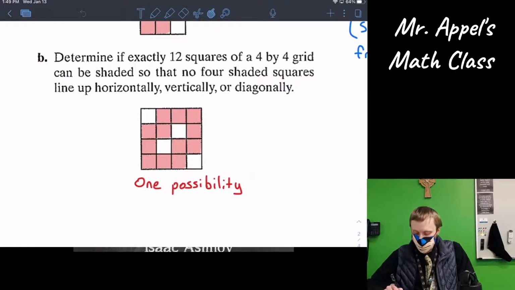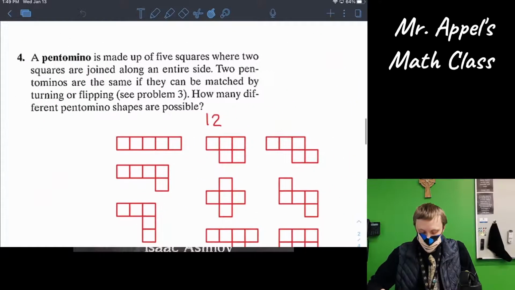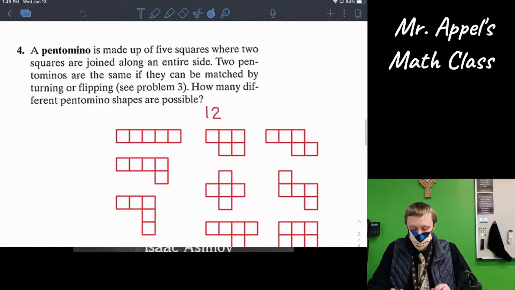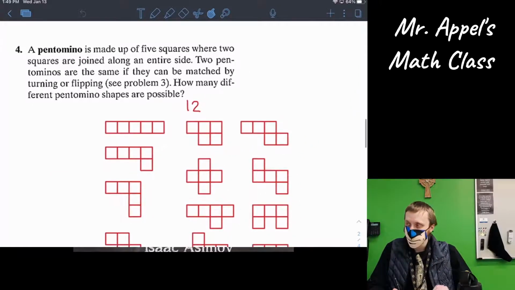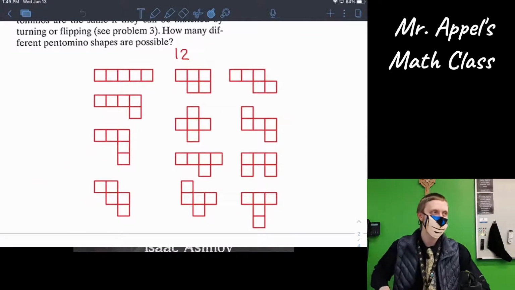No, let's go on to the level 2 problems. We went on to the pentominos. Tetrominos were great. Pentominos could be even better. So here we have 5 squares, and we can now make 12 unique combinations.